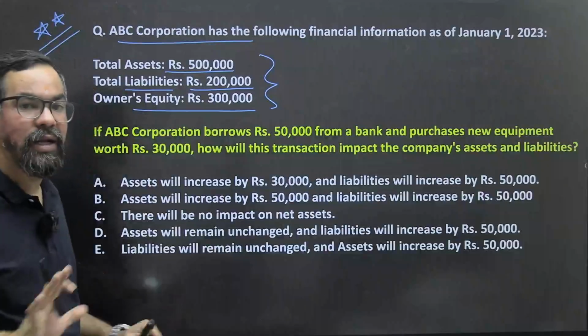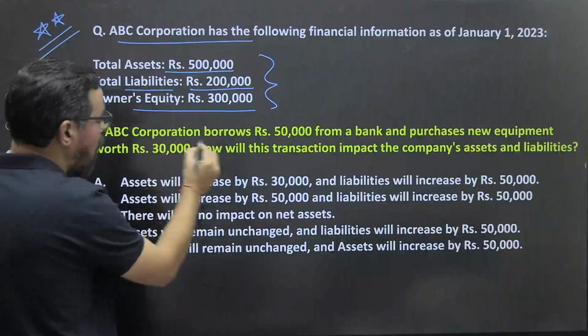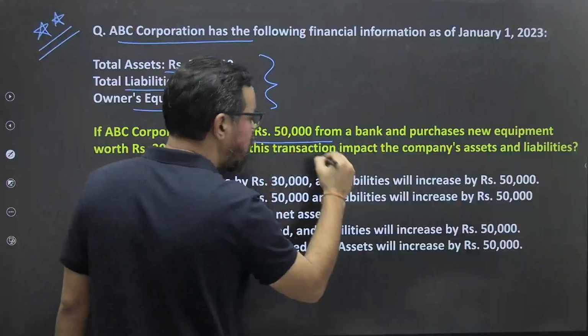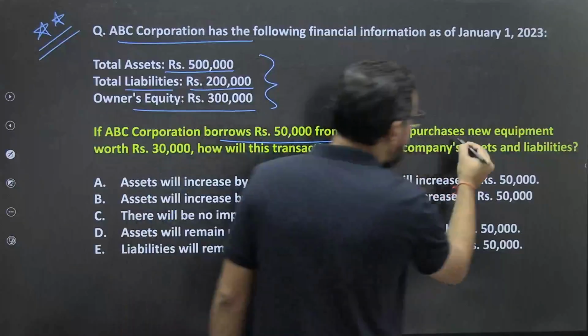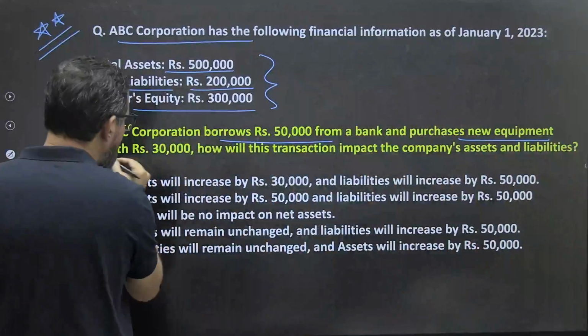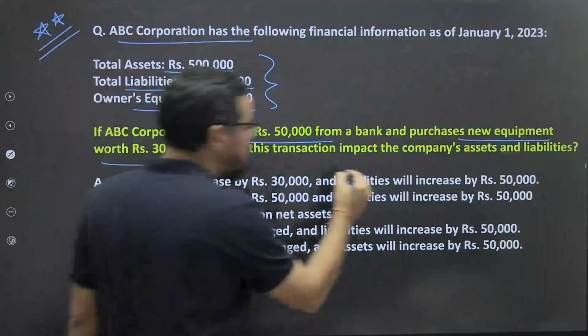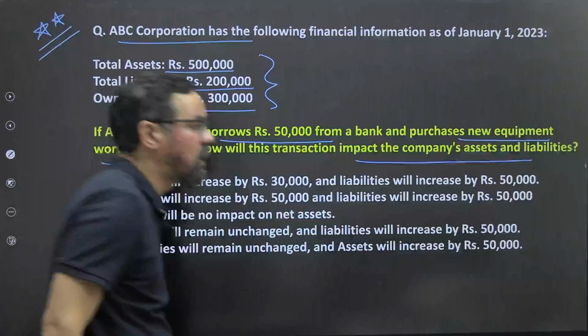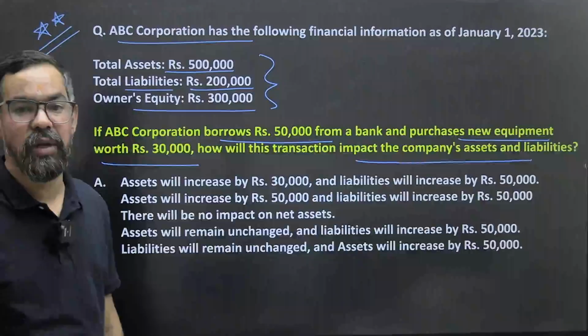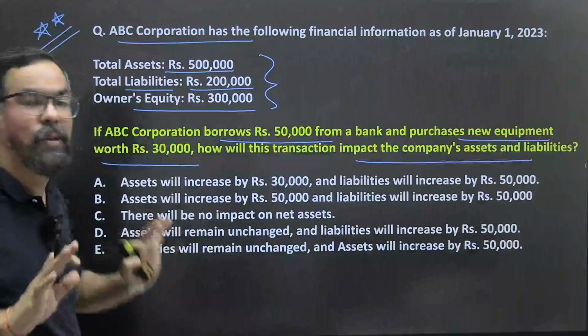During that period, they did some transactions. ABC Corporation borrowed 50,000 from a bank and purchased a new equipment worth rupees 30,000. How will this transaction impact the company's assets and liabilities as well as the equity portion? So what will be your correct answer?